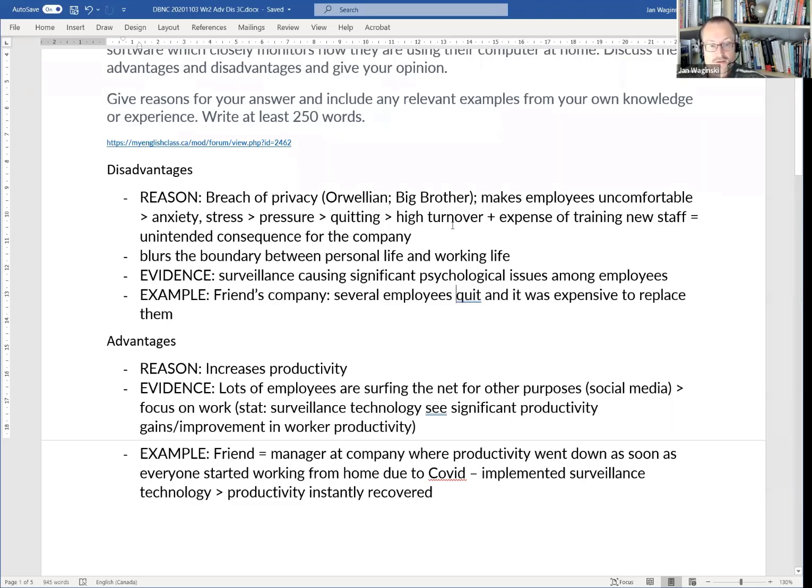Here, we've got advantages and disadvantages. We're talking about the employees, yes, but we're also talking about the company, right? So the advantage for the company is it increases productivity. I think if you're a business, this is the single most important factor, right? But the disadvantage that we've got is the turnover, right? And the expense of training new staff if people hate your surveillance technology and quit.